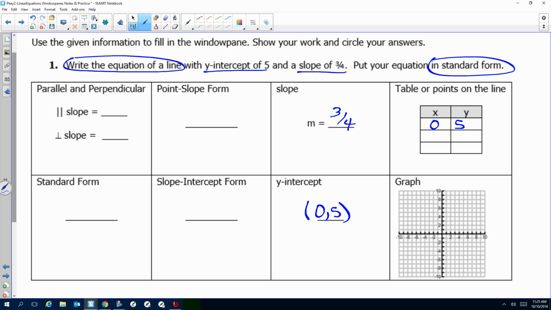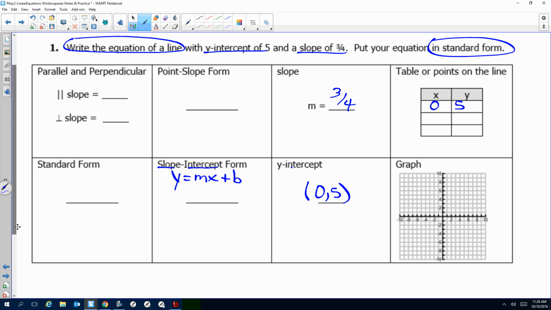All right, so because I have the slope and the y-intercept, we should write out the slope-intercept form. That slope-intercept form was y equals mx plus b. So we're just going to plug in the parts and box our final equation. Y equals 3/4 x plus 5. That's just plugging it in to slope-intercept form.